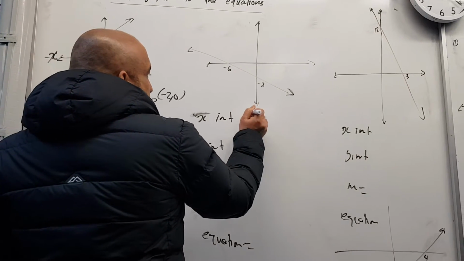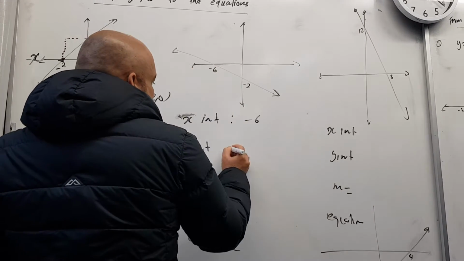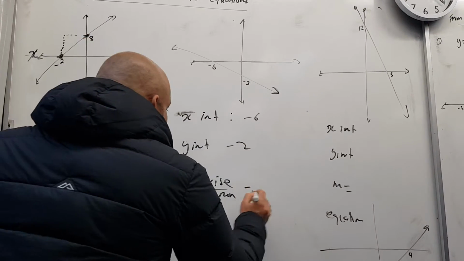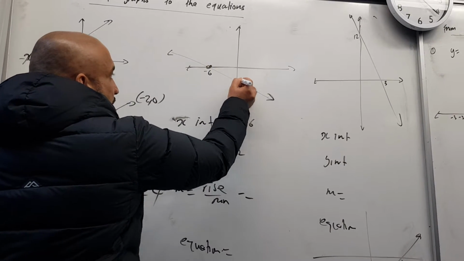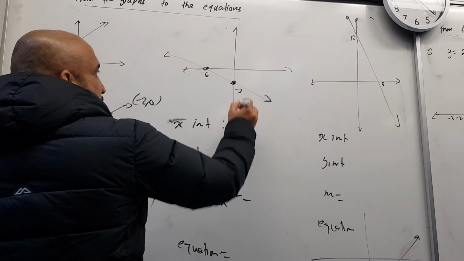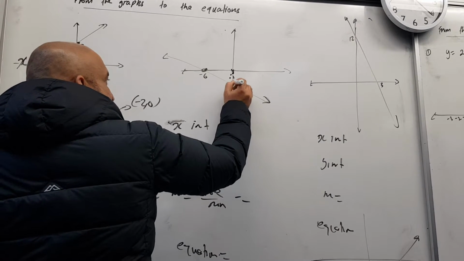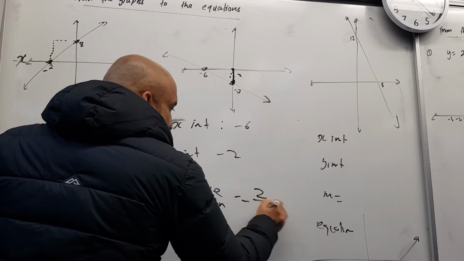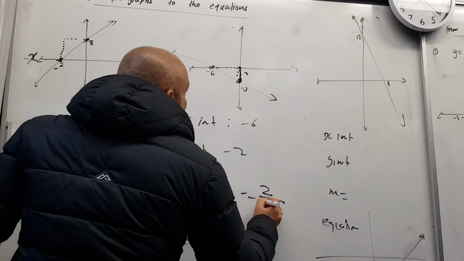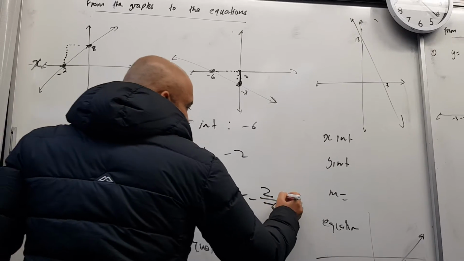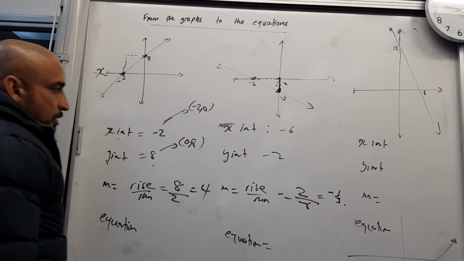Here, the X-intercept, you can say, is -6. The Y-intercept is -2. Rise, again, take the lower point, which is -2. So from here to here the rise is 2, and you are running left, which is -6. So this is -1/3.